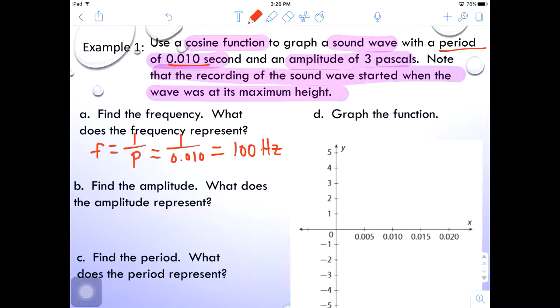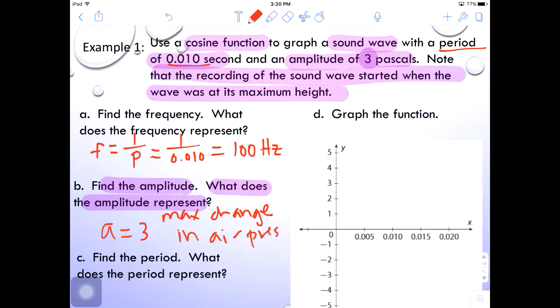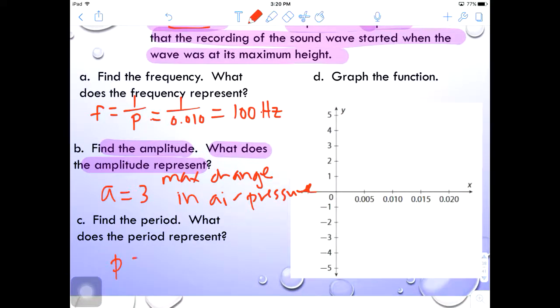Find the amplitude. That's the next thing. Find the amplitude, and what does the amplitude represent? Remember here, they're giving you that the amplitude is 3, and so A is equal to 3. And the amplitude represents the maximum change in air pressure, because we are talking about air pressure here. So that's what it means. And C, find the period. We already said earlier, the period is 0.010. And what does the period represent? It represents the amount of time it takes for the sound wave to repeat. So from one wave to the next one, it takes 0.010 seconds.